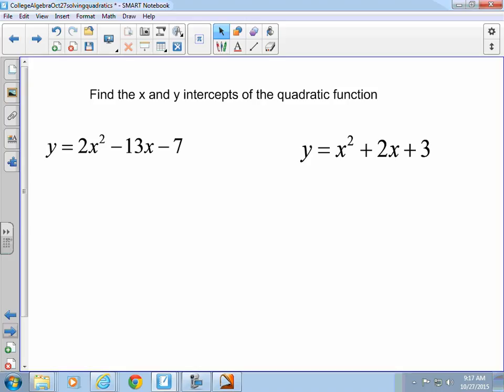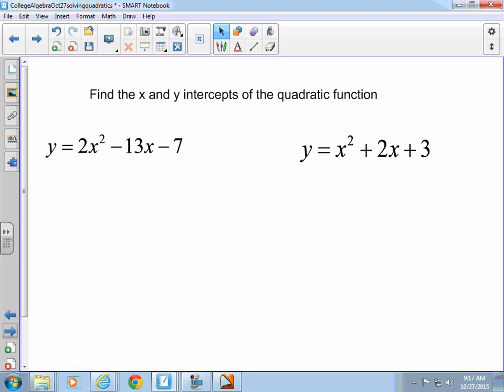I already know the y-intercept for the first one's -7 and the second one's 3. Does everyone agree? I can see that pretty easy, so I don't know if it's worth your while to dig out a calculator to find that, but if you must. And then the x-intercepts are a little tougher.